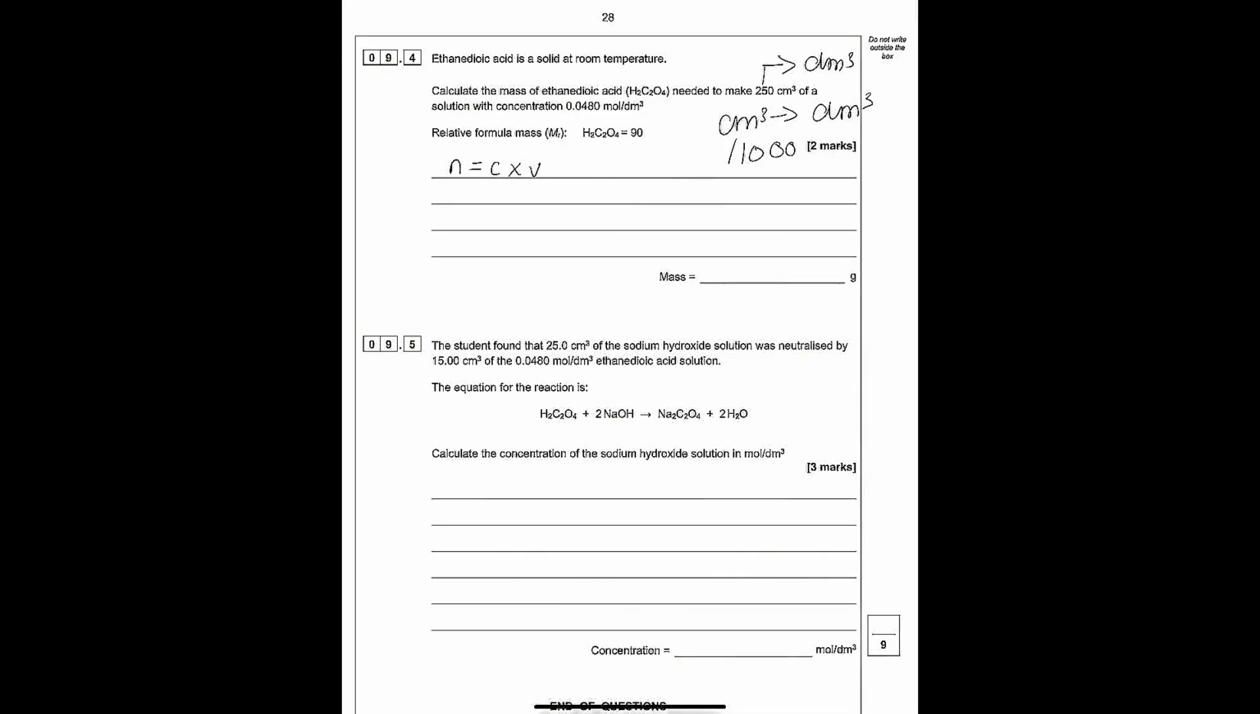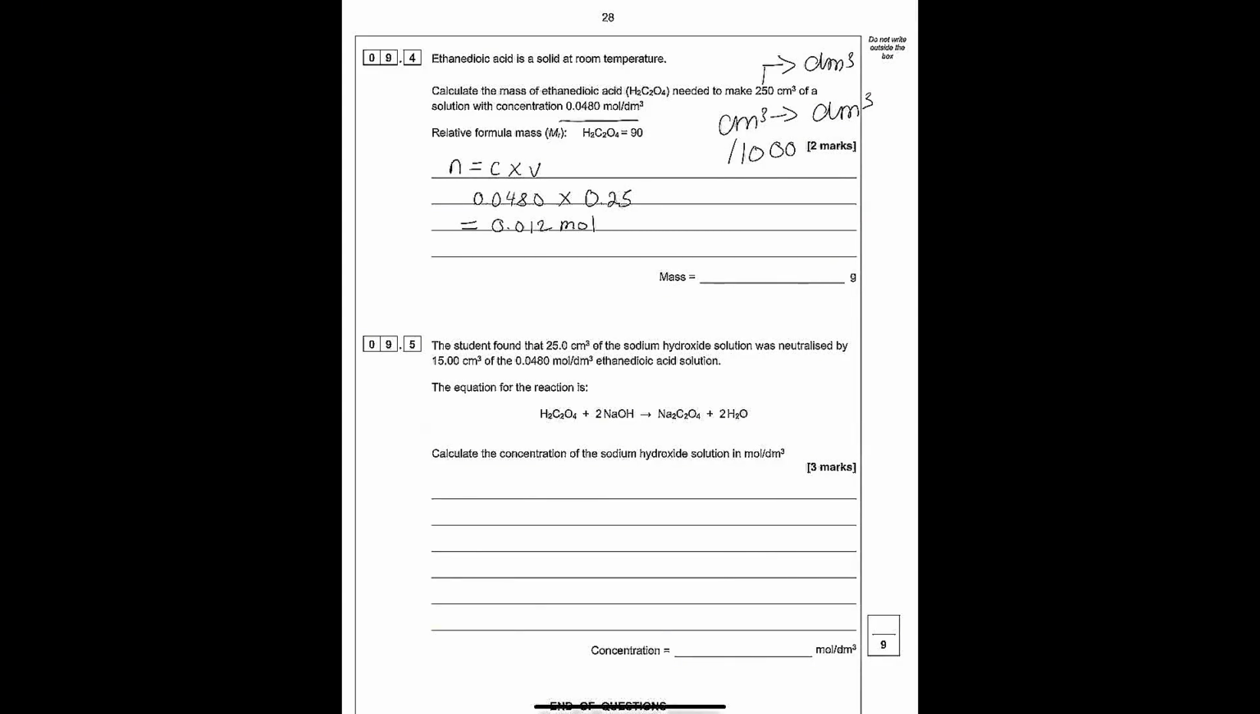So in order for us to work out the mass, we need the number of moles. Now, when we work out the number of moles, we can see that the concentration is over here, which is 0.0480. So I'm going to put that number into the equation. And then we need to multiply it by the volume. The volume needs to be in decimeter cube. So when you convert from centimeter cube into decimeter cube, you divide it by 1,000. So you do 250, divide it by 1,000, it's going to give you 0.25. Now we've worked out the number of moles, and that is going to give us 0.012.